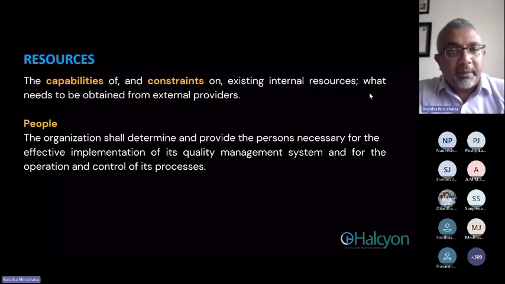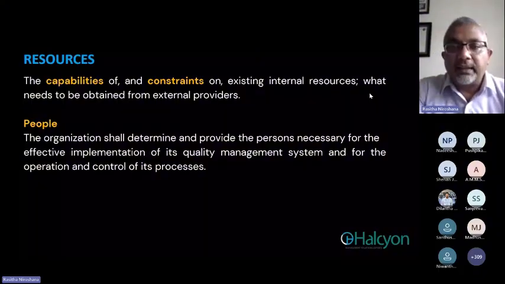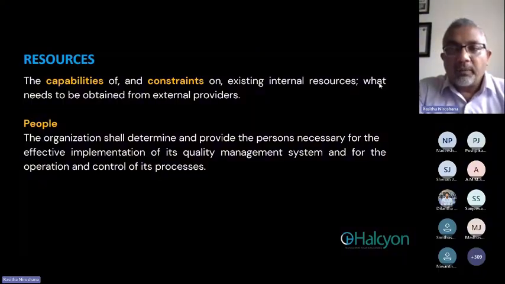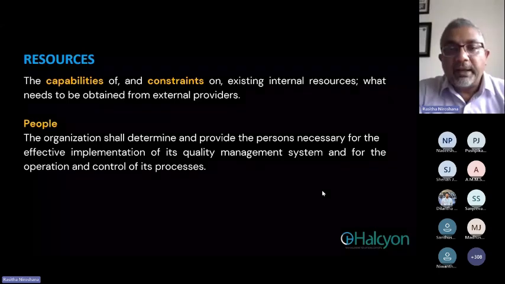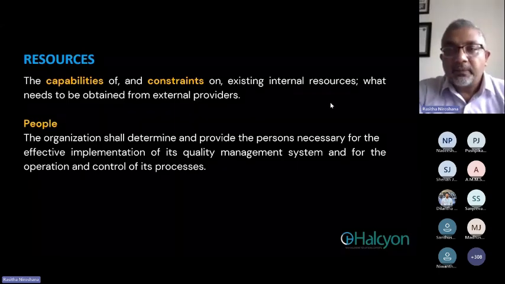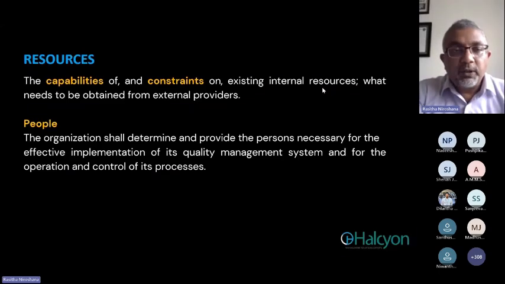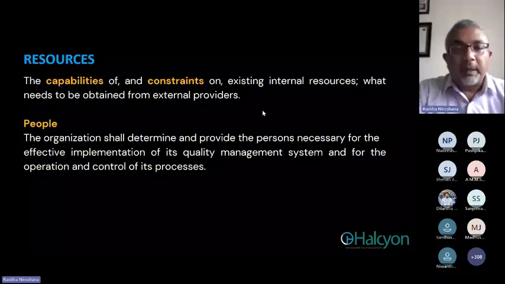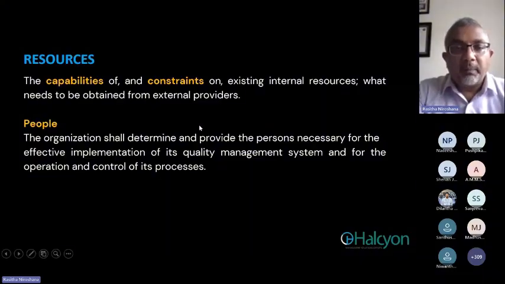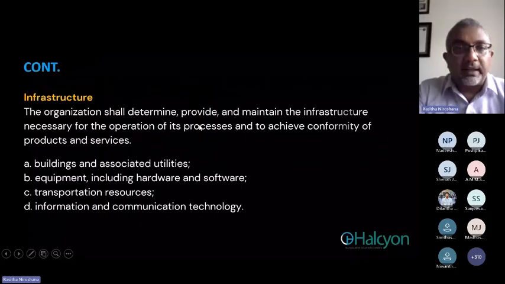The capabilities of and constraints on existing internal resources, and what needs to be obtained from external providers. So for people, the organization shall determine and provide the persons necessary for the effective implementation of the quality management system and for the operation and control of its processes. So we need to have proper people for the organization.